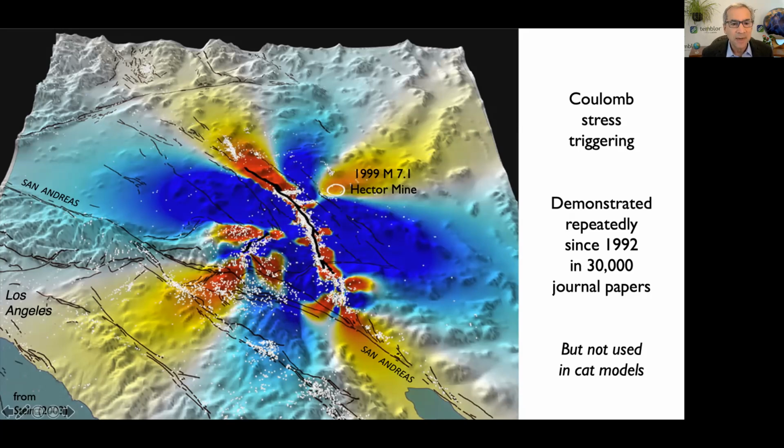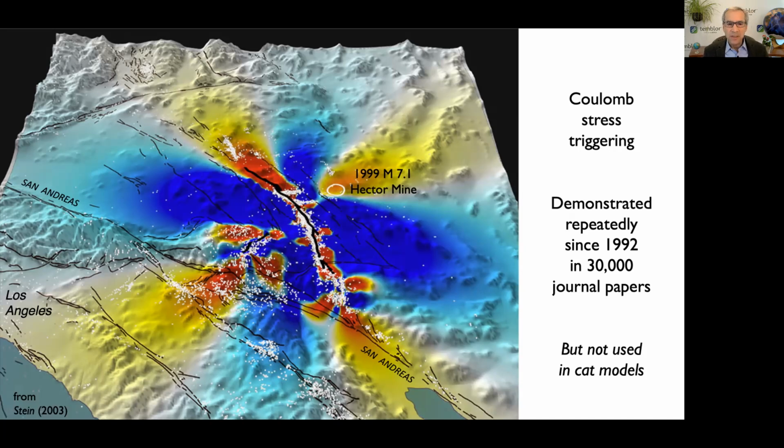So these things matter. And by the way, the Ridgecrest 2019 earthquake occurred in this distant part of the yellow lobe too. Now, this concept has now been around for 25 years, and it's resulted in 30,000 research papers that have explored this and showed its applicability. But unbelievably, it's not in CAT models, and that's what's missing.